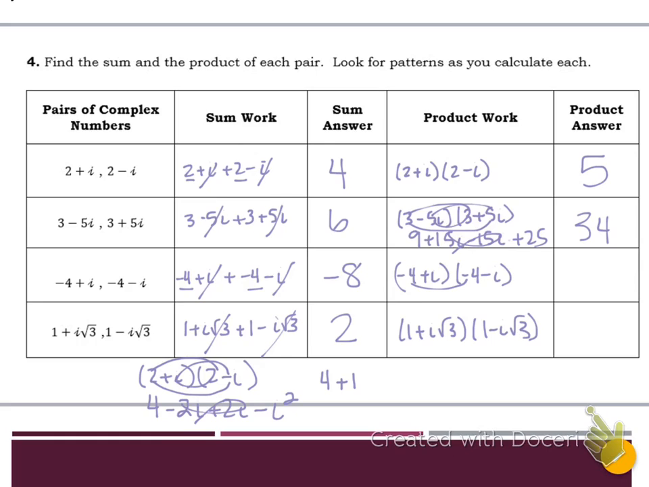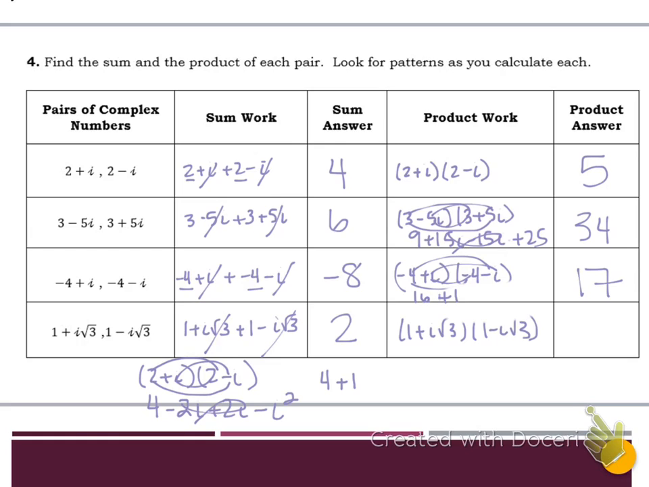My next one I get positive 16 plus 4i minus 4i minus i squared. That i squared is going to change it to a plus 1, and my center is going to cancel. So it really becomes 16 plus 1, which is 17.